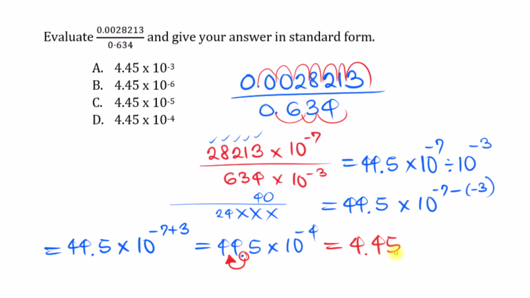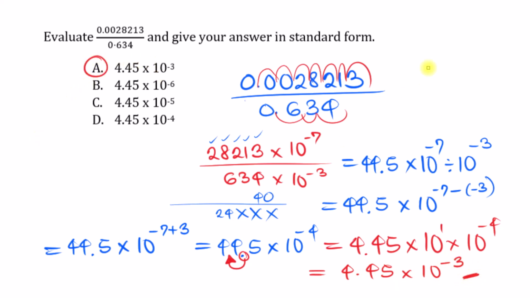But moving it backward towards the left means I'm multiplying by 10 raised to power 1, and then I'm still having this 10 raised to power minus 4. Now 10 raised to power 1 and 10 raised to power minus 4 will become 10 raised to power 1 minus 4, which will mean that I'm having 4.45 times 10 raised to power minus 3. So looking at the options, option A is going to be the correct answer.